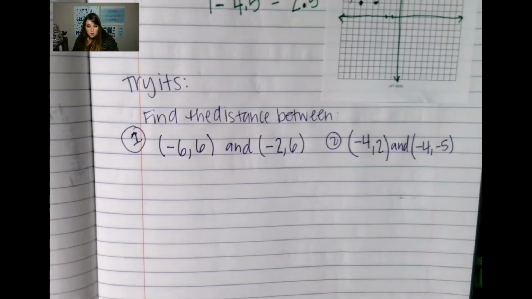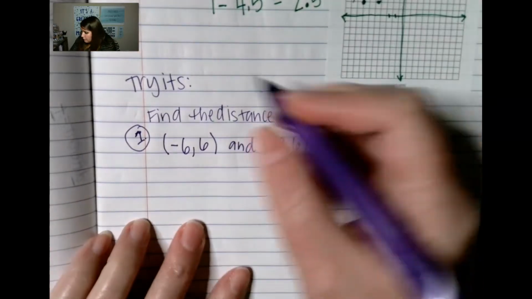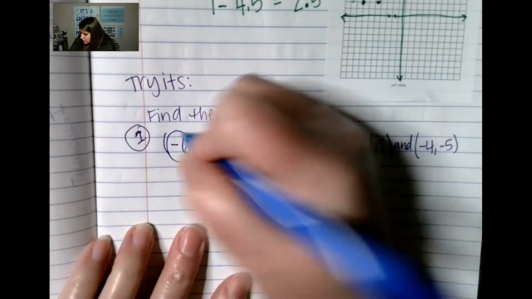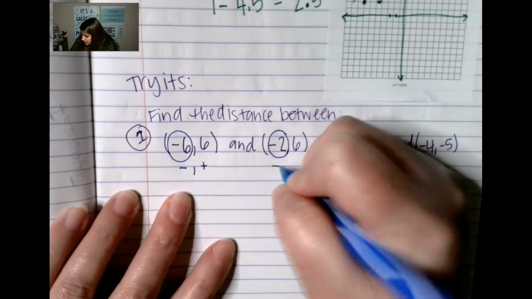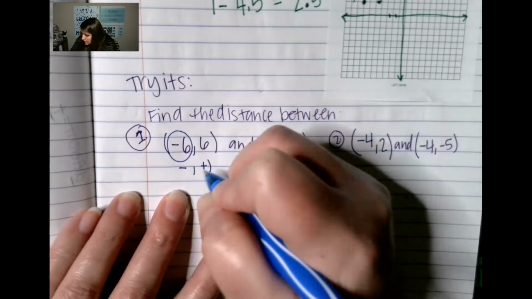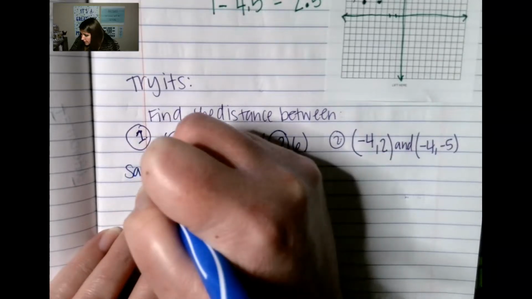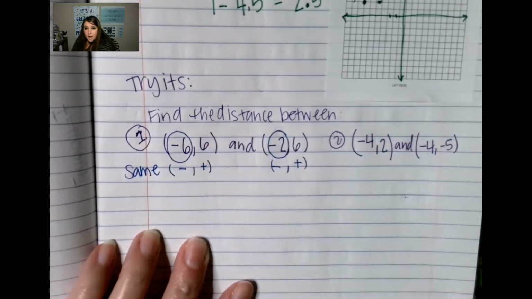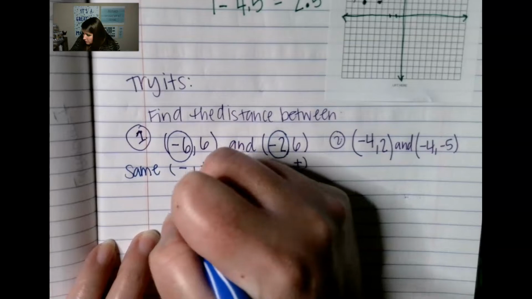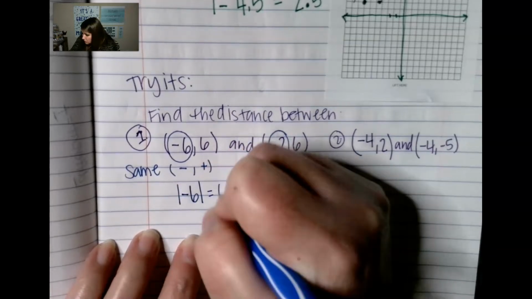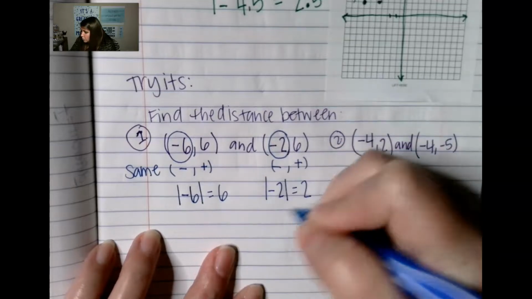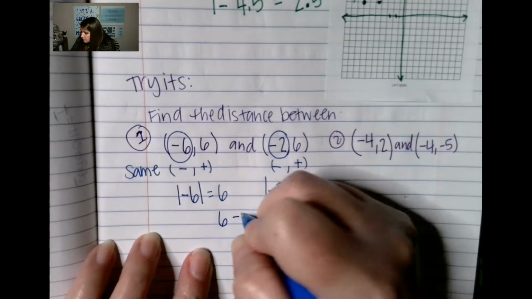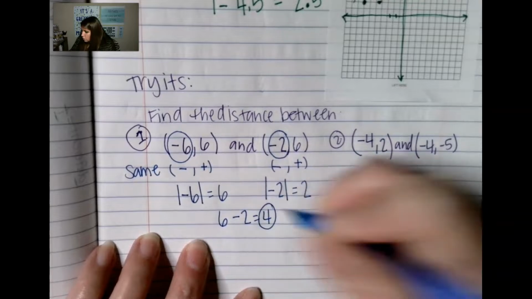Okay, so go ahead and hit pause right now so you don't hear me solving these, and then hit play when you are ready. So again, we're just going to look at the absolute value of the ones that are different. So here, this one's different, and this one's different. This is a negative, positive, negative, positive. So they are in the same quadrant. Same quadrant means to subtract. So we're going to take the absolute value of -6, which equals 6, the absolute value of -2, which equals 2, and we're just going to subtract them. 6 minus 2, and that gives you 4.